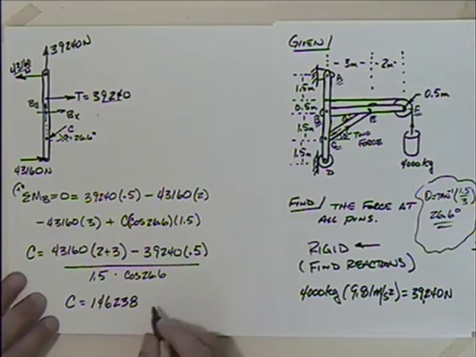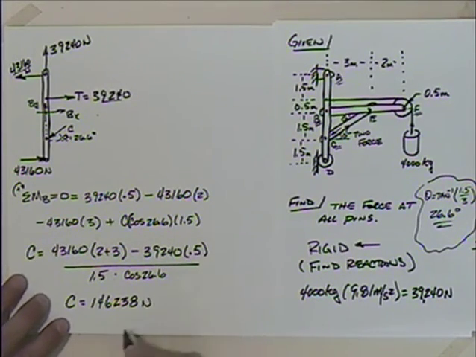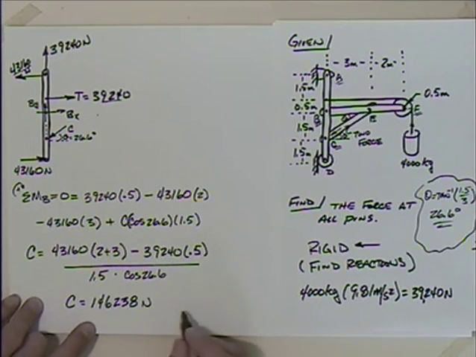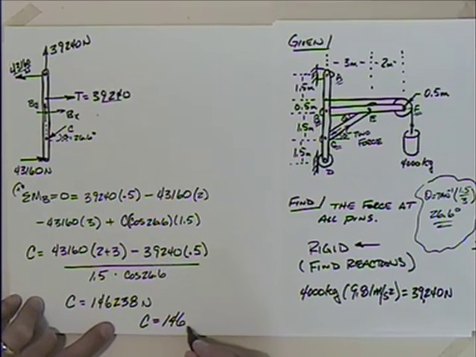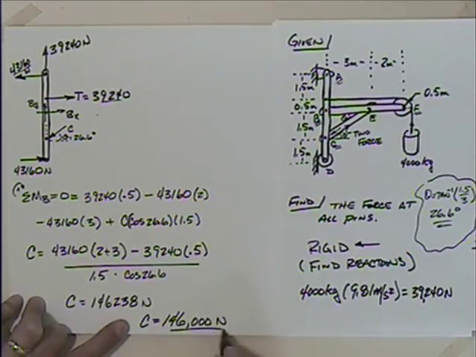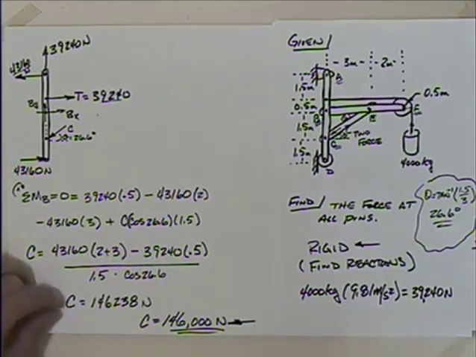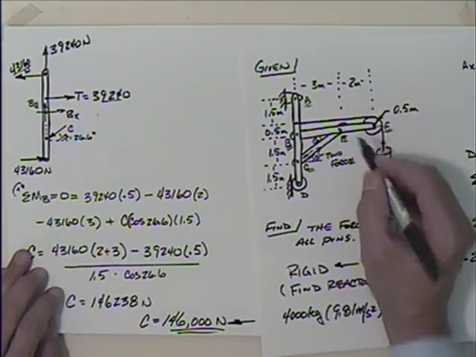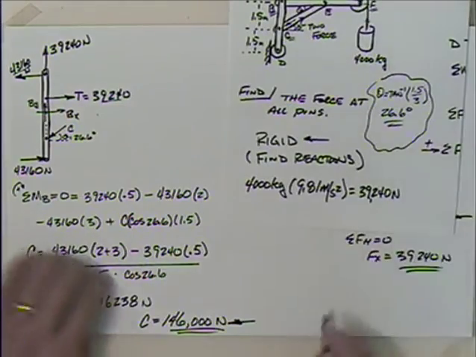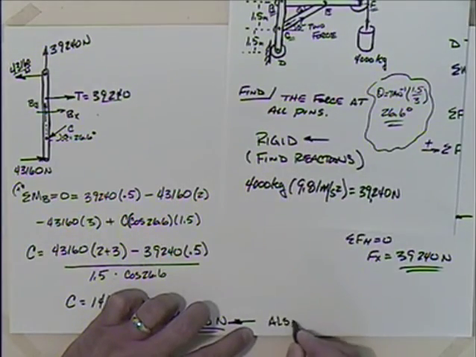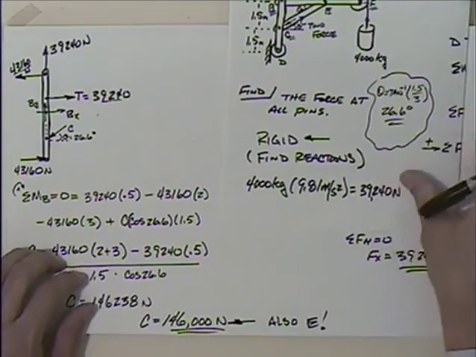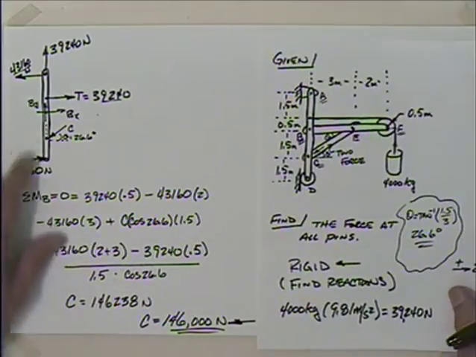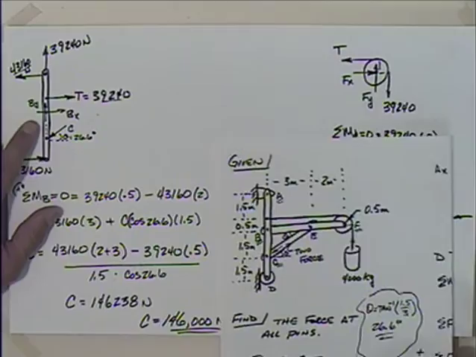About 146,000 newtons. We'll get back to a reasonable number of significant figures and say that C is equal to 146,000. We should probably say 146 kilonewtons, but I'll just say 146,000 newtons. Okay, so that's what we have going on at C. And interestingly enough, that would be what we would have going on at E. So maybe I will just write this as also E. Okay. Well, let me finish up this then and deal with Bx and By.